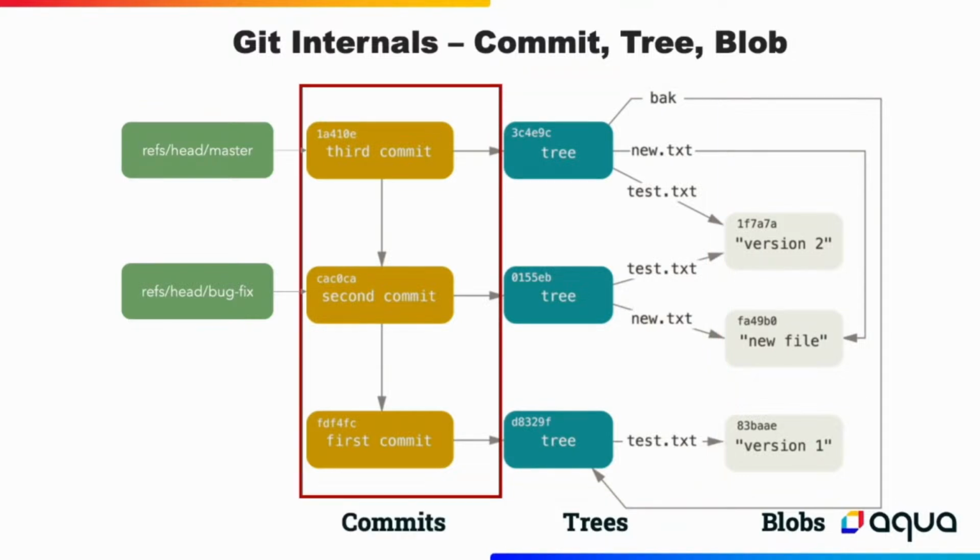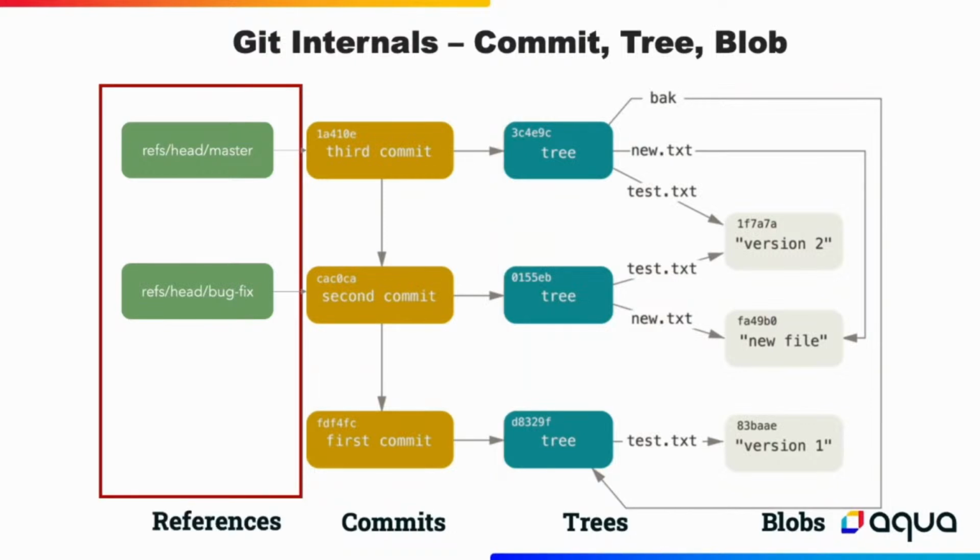Then we have commit. Commit contains a reference to a tree along with other metadata such as their author, time, and more. And it's also important to mention that commits, blobs, and trees all have a unique identifier, which are SHA-1 hashes for each object in the project.